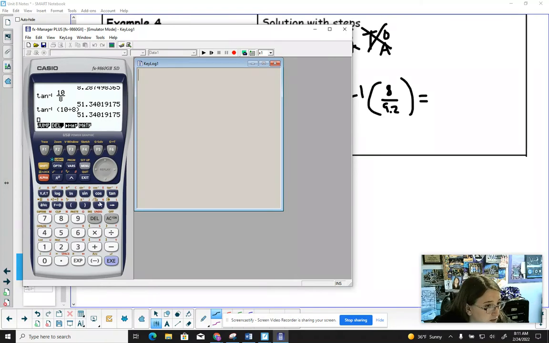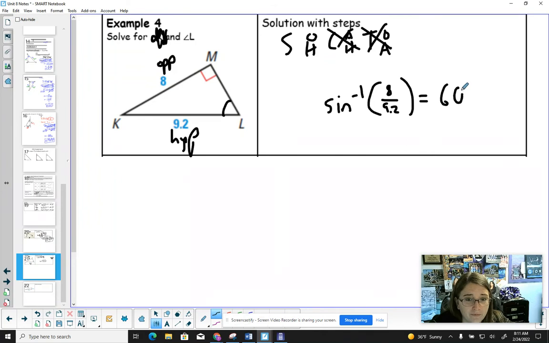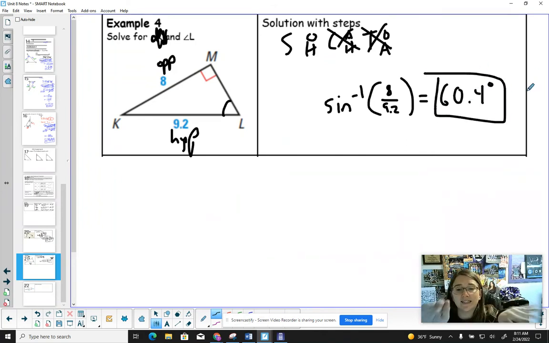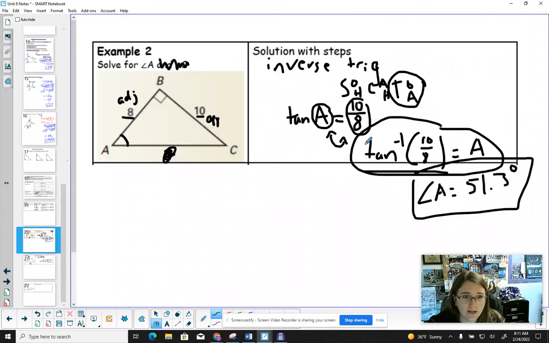Okay, I need shift, sine. I'm going to go fraction button, and I'm going to go 8 over 9.2. I'm going to hit enter. Come on. You should have gotten 60.4. And again, this is degrees because we're measuring how big that angle is. So you can skip straight there. I just want to show again that typically this is how we see it. But inverse trig, we are switching places.